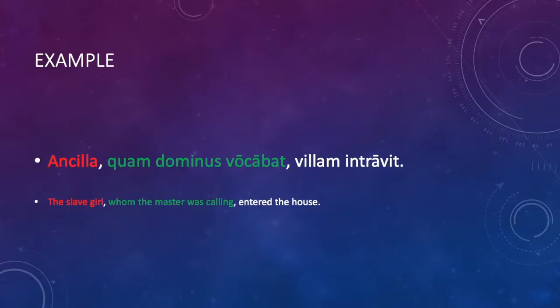Another example of this, also color-coded for your convenience, is Ancilla, quam dominus vocabat, villam intravit, or the slave girl, whom the master was calling, entered the house. You see that it is whom as opposed to who because of the way it's declined, and I think Latin, in this sense, can help a lot of people in using who and whom correctly if they can understand this.